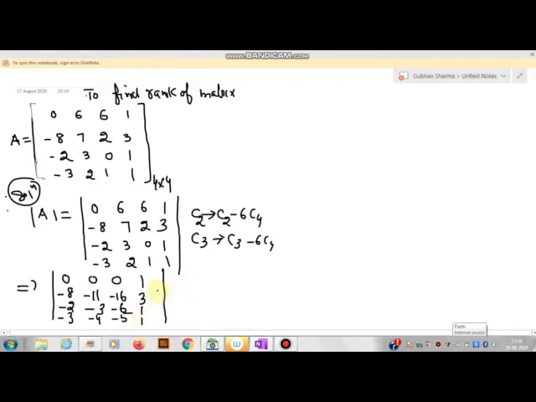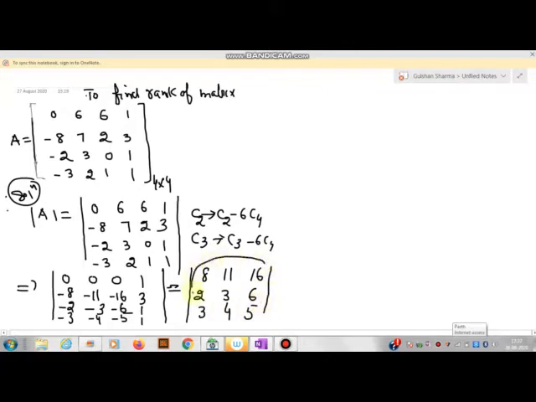Okay, now expand by R1. When you expand by R1, the signs are positive, negative, positive, negative. So this is negative and this is a 3 by 3 determinant. So what I get? I will get 8, 11, 16. I am taking negative outside from the first row, second row, third row. So 3 negatives outside, so 1 negative from above. So what we get? We get positive 2, 3, 6, 3, 4 and 5.